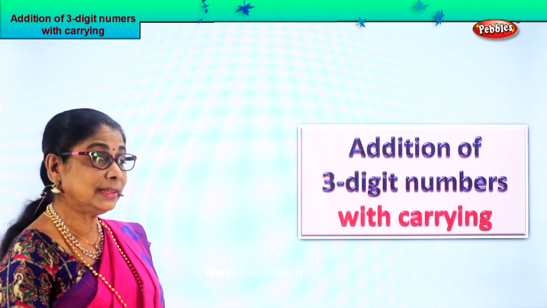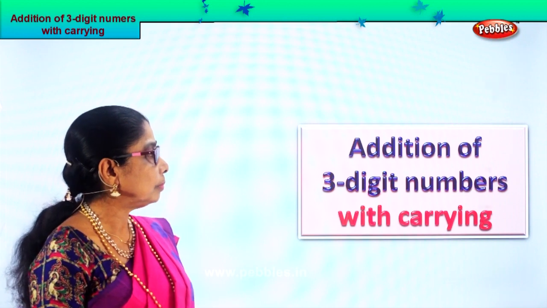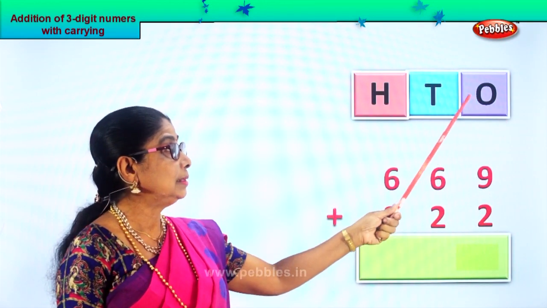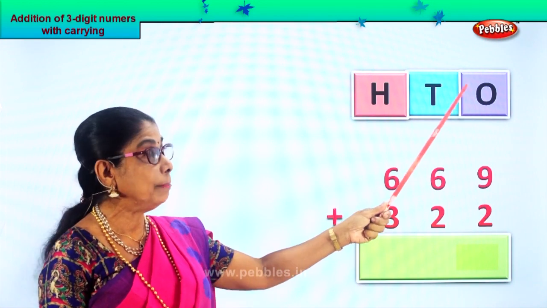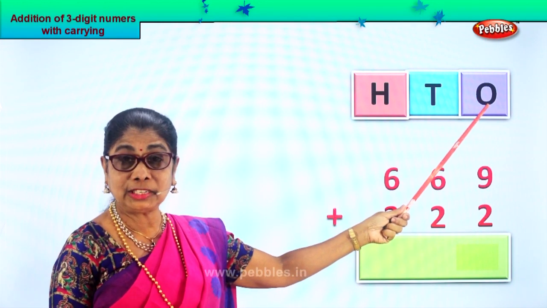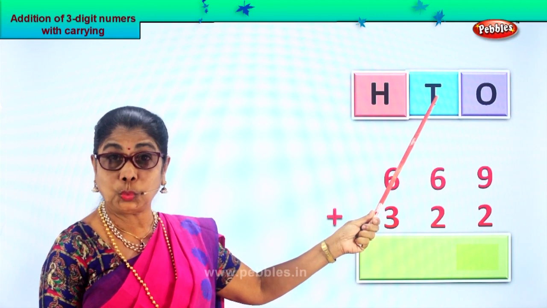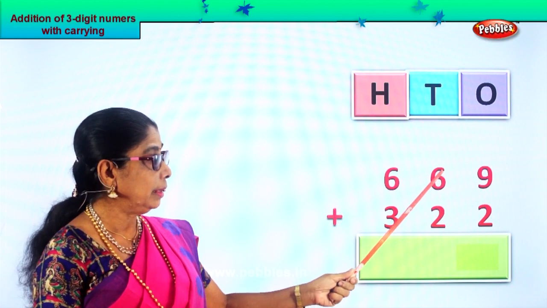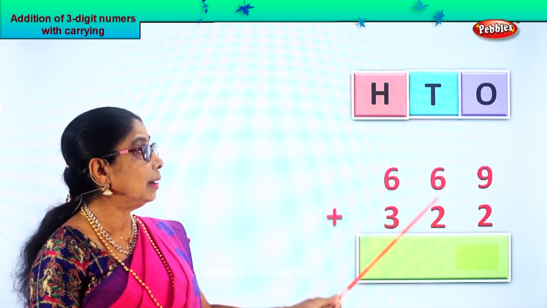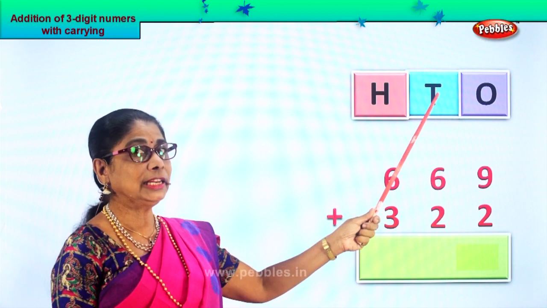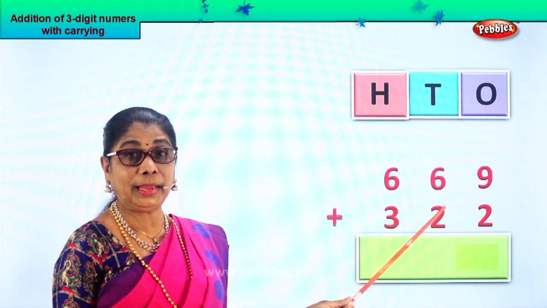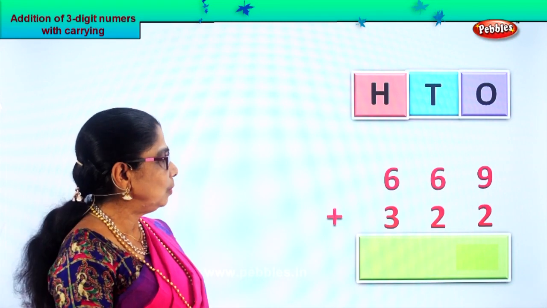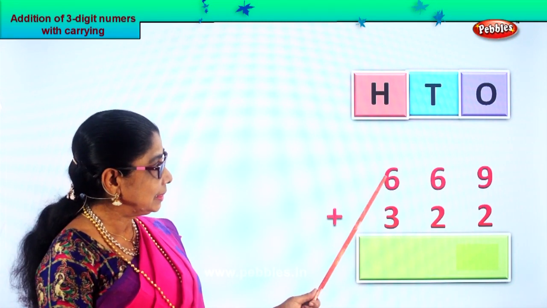Let's look at the first sum. Ones, tens, hundreds. Remember, 10 ones make 1 ten, so we have to bring it over to the tens place. And you cannot put 10 tens in the tens place again. 10 tens make 100, so we'll carry over. So let's work it out. Let's look at the numbers given to us.